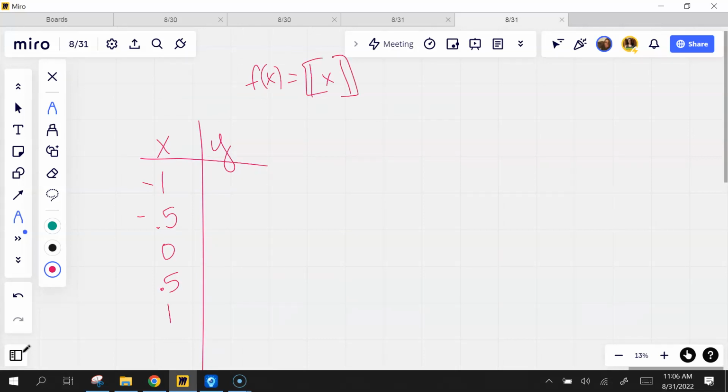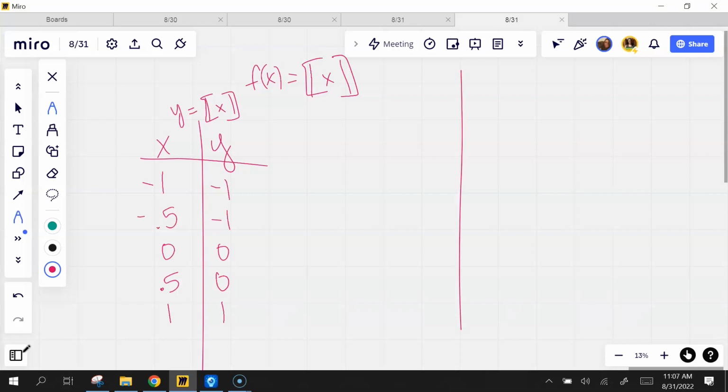If x is negative 1, what do you think y is? This is my equation, y equals the greatest integer of x. At -1, it's -1. It keeps a sign. It's not absolute value. What if it's -0.5? It's -1 again. What if it's 0? What if it's 0.5? 0, down, always down. What if it's 1? 1. You see what we're getting to here?